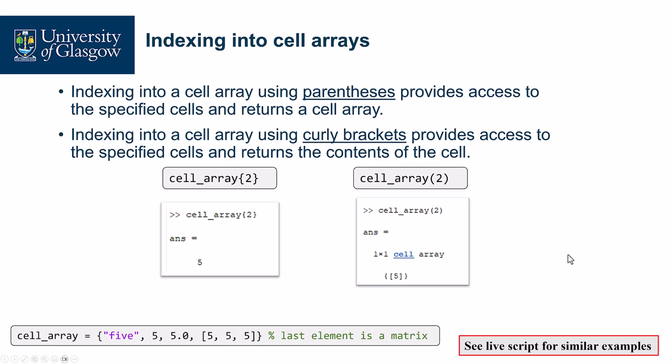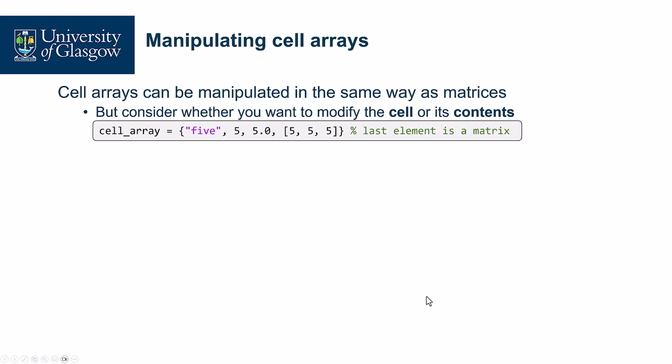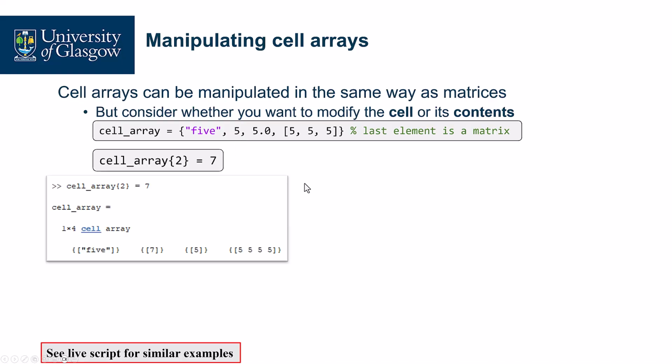Okay, so next we will talk about how to manipulate cell arrays. Here is the previous cell array that we have defined. Now I want to change the second element from 5 to 7. So what shall I do? I can write cell array, curly braces 2, equals 7, right? When we use curly braces, the second element is a content, and we replace the content with 7. So you can see this succeeded.